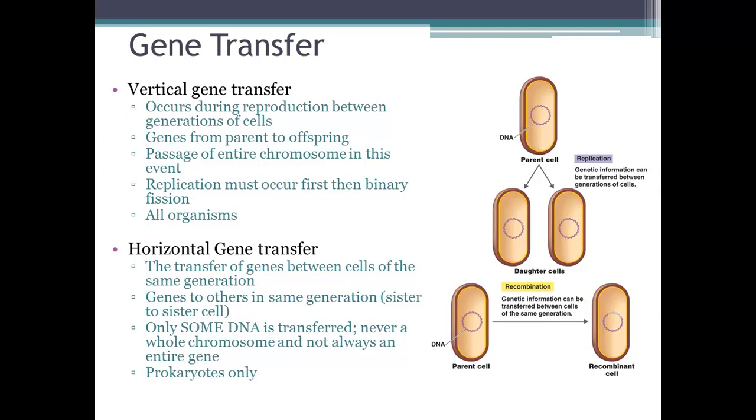Prokaryotes, again, are the only ones that can do this. So what are the 2 prokaryotes that can do this? If you said bacteria and archaea, you are correct. Mechanisms for horizontal gene transfer: conjugation, transformation, and transduction.